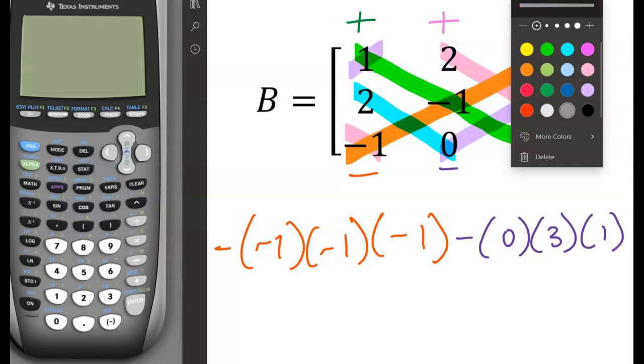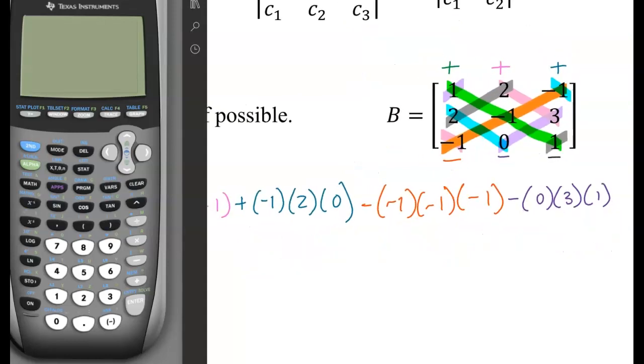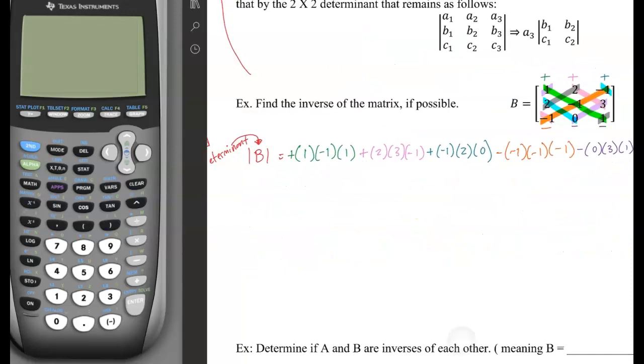And for my last, I start at 1, but that's only 1 entry. I need to cycle back to the front and hit up to 2. This was backwards facing, so I'm going to subtract it. -1, 2, 2.